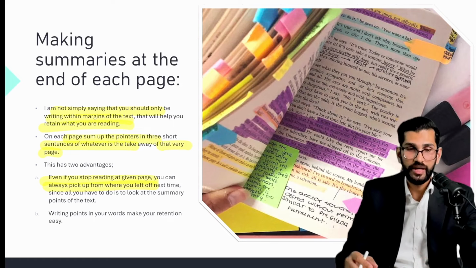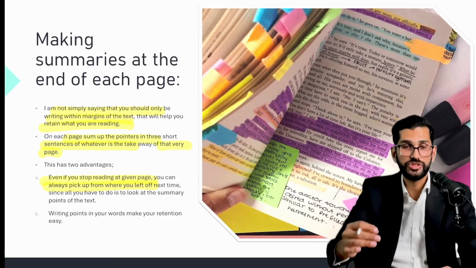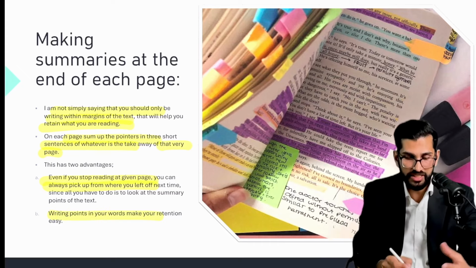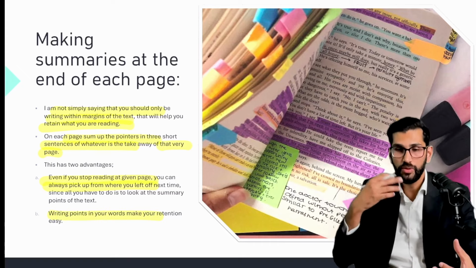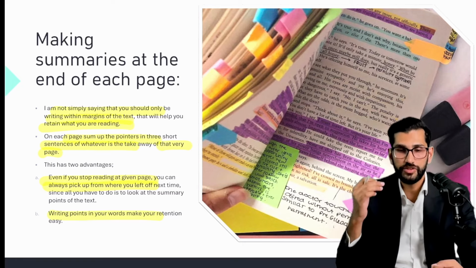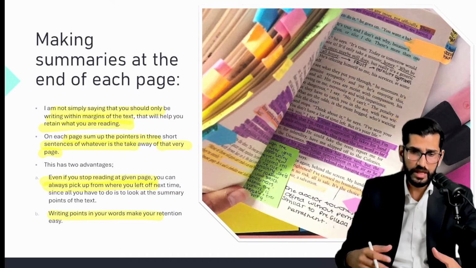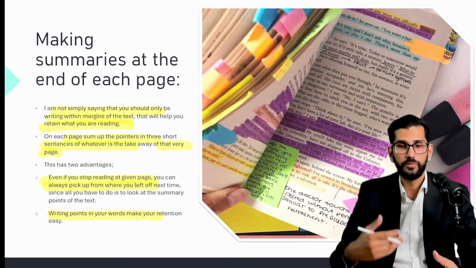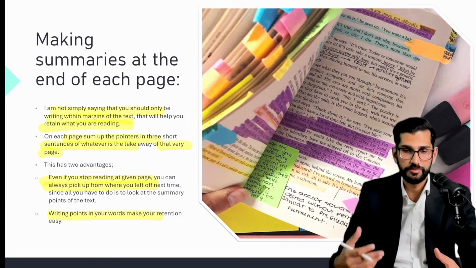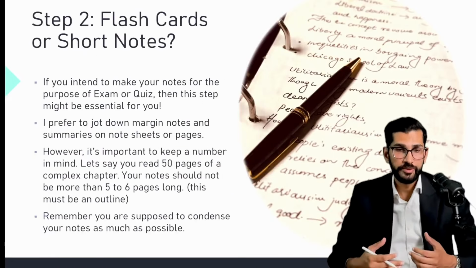All you have to do is look at the summary points of the text. You don't have to go through the whole thing, just look at the summary points. The next advantage is writing points in your own words makes your retention easy, because when you write the syntax of the letters or the sentences with your own handwriting, it is easier for you to recall it, as compared to reading the text, which is typed in a manner or a font that is not recognized by you or your brain.